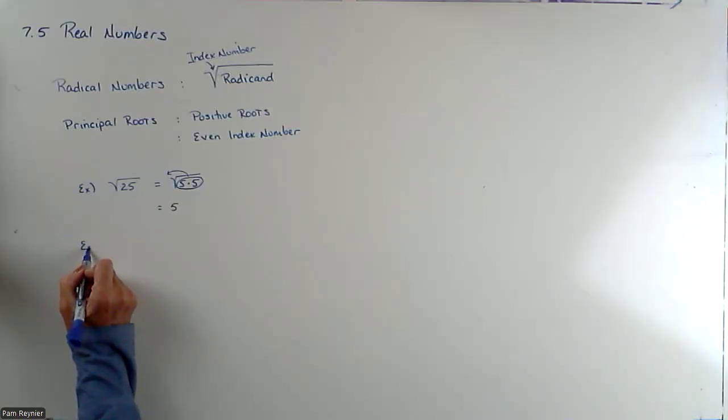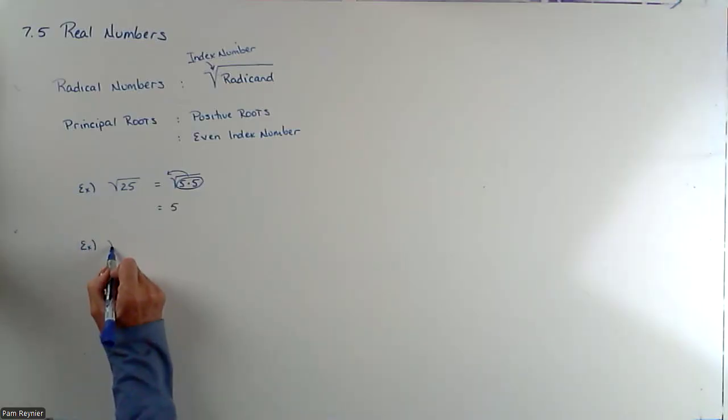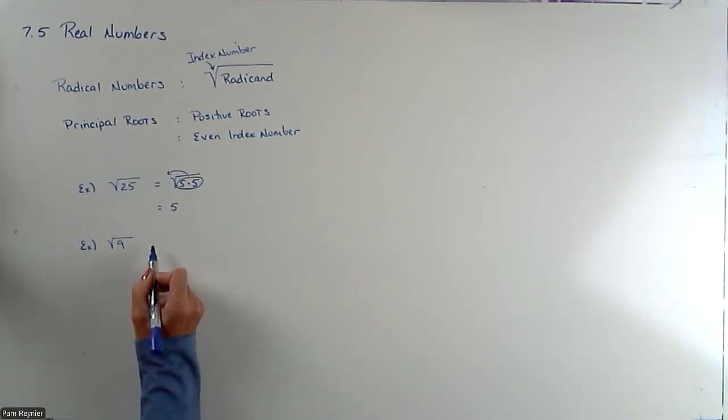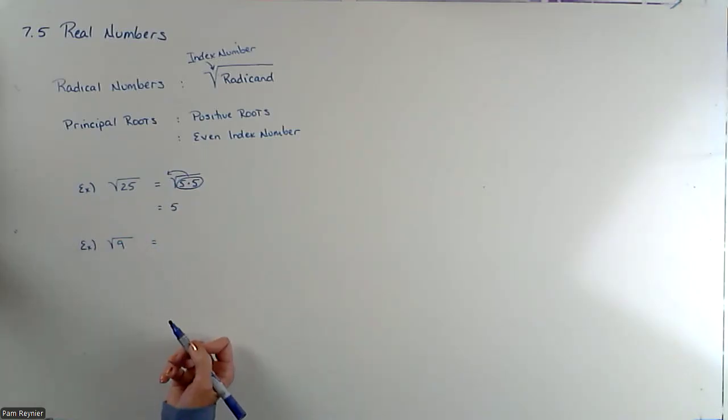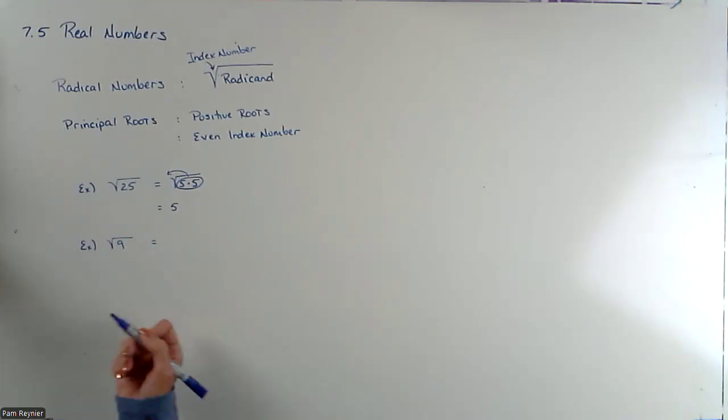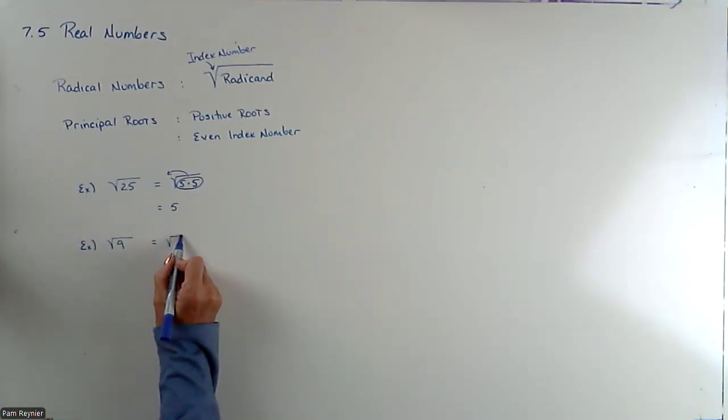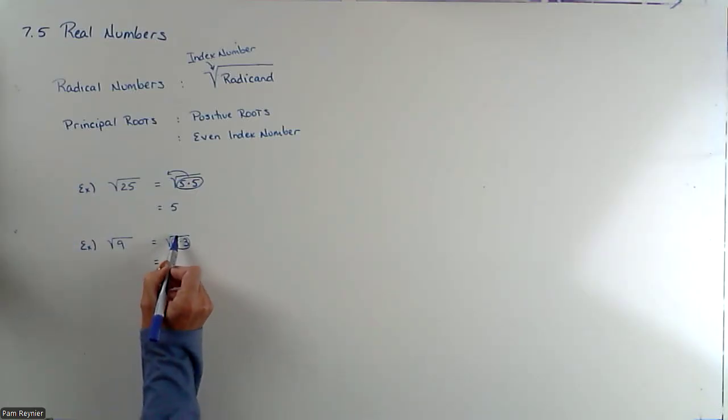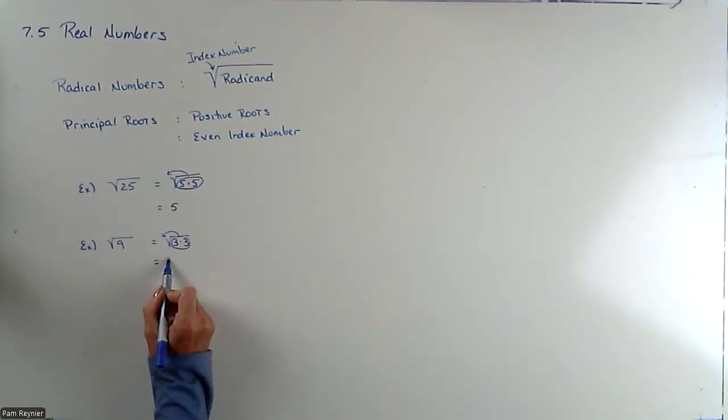So if you were to ask your class, okay, what is the square root of 9? Our answer is positive 3, because this is the same as 2 identical factors of 3 times 3. Since I have a pair of them and the index number is 2, I take that pair out, and it's that one number that we see twice.